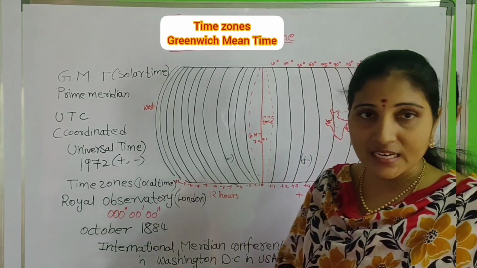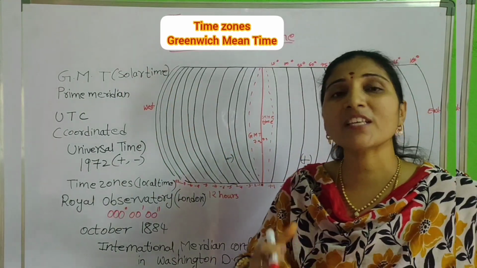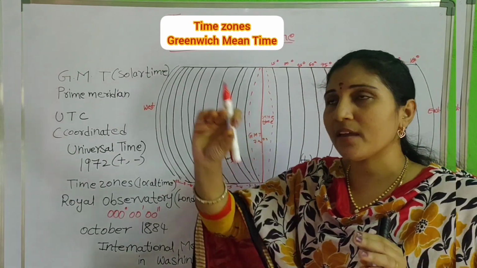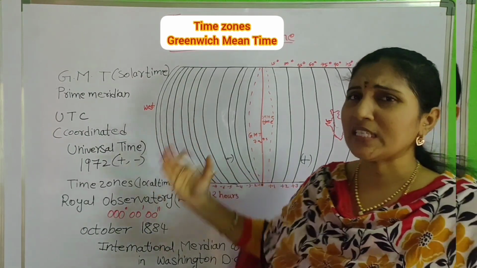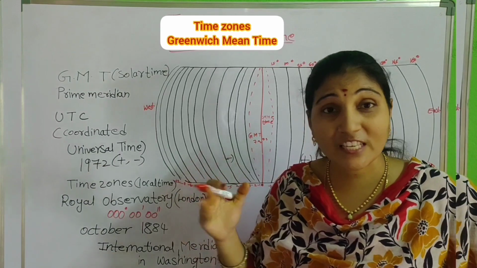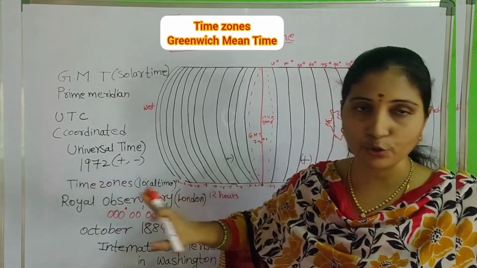So till now, what have we discussed? We have discussed GMT. GMT is nothing but Greenwich Mean Time. Just remember: prime meridian means 0-degree longitude. Next, UTC is nothing but the updated version of Greenwich Mean Time. And in which year was it done? It was done in the year 1972.